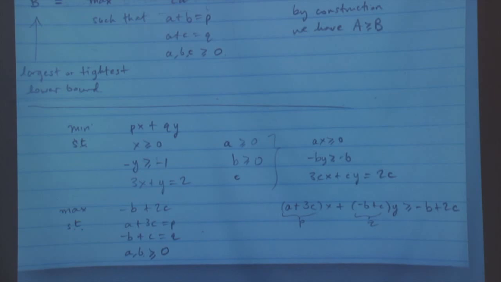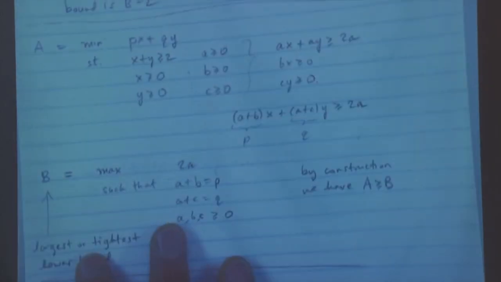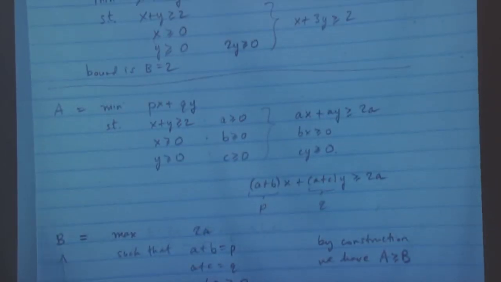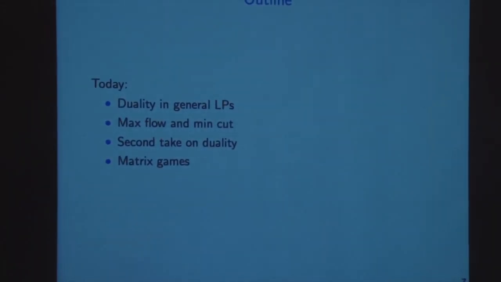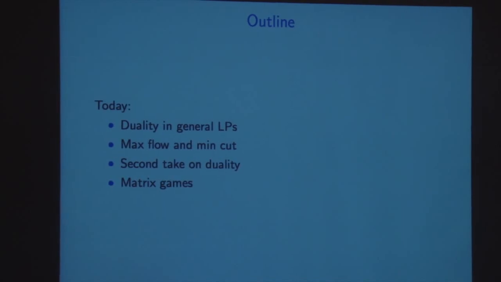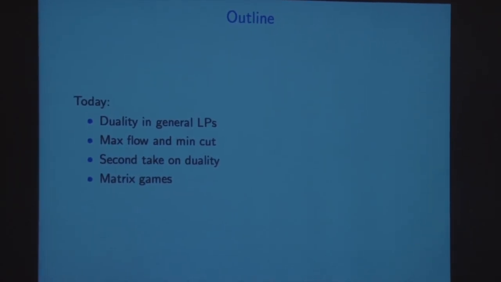Okay, I think this kind of manual construction of dual problems really gives you an idea of where they come from. And so today we're going to talk about duality for a general form LP. We're going to construct, for an LP in standard form, essentially, or close to standard form, its dual. I'm going to give you some examples of them.